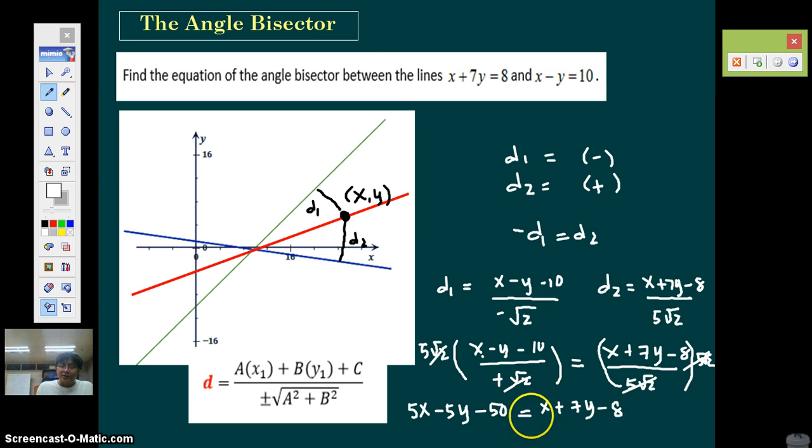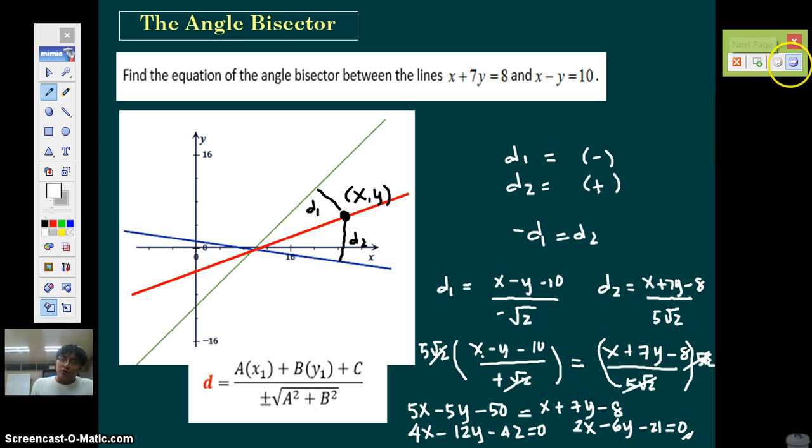Now just simplify this. Move x to the left side, we get 4x. 7y, we get minus 12y. Minus 8 when moved will become plus 8. So minus 50 plus 8 is minus 42 equals 0. Simplify to get your final answer, which is 2x minus 6y minus 21 is equal to 0. So this is the equation of our angle bisector, the equation of that red line.